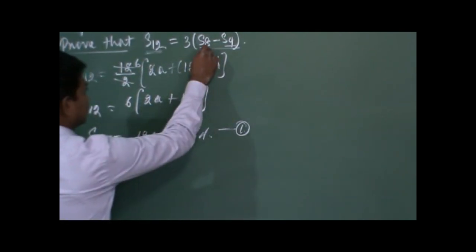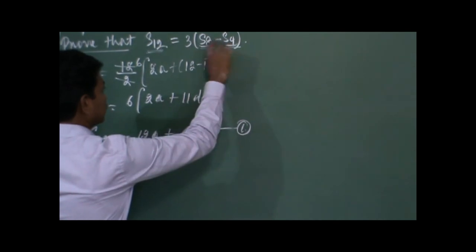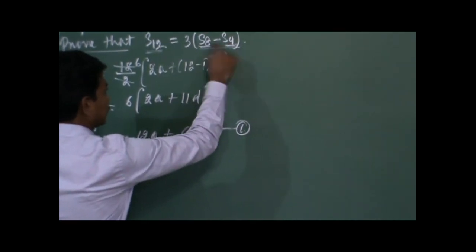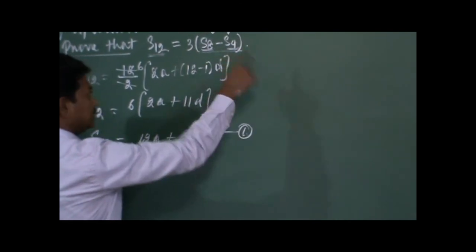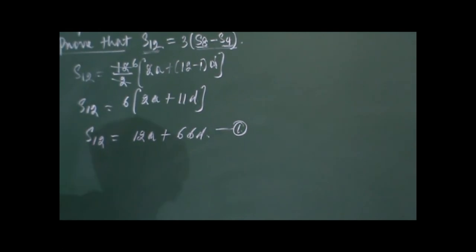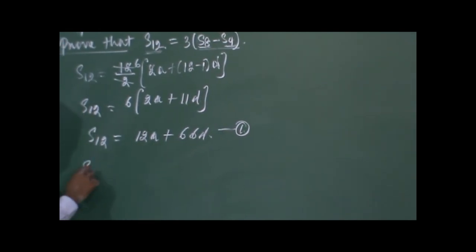And if that is the case, we'll go with S8 and S4. So let us find out S8, then find out S4, then we'll subtract S8 and S4 and multiply that by 3 and take it as equation 2. And let us see if that equation is equal to this equation. That's the general checking. Then we will go with S8.